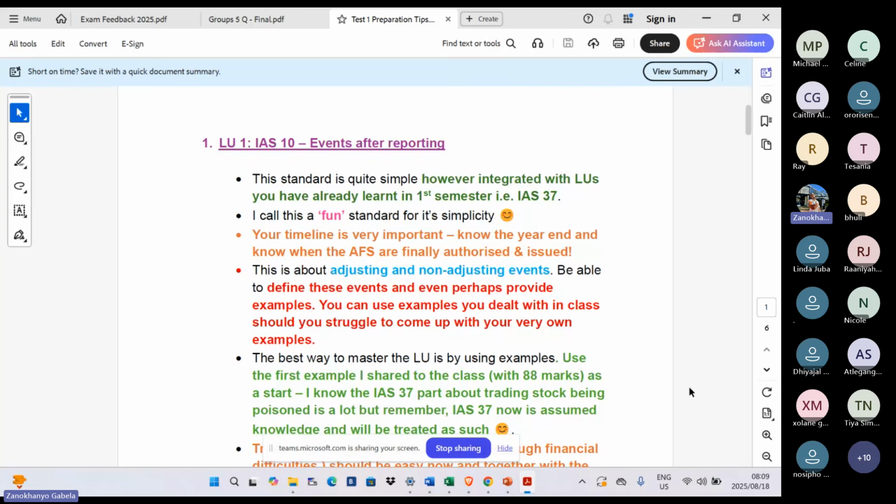And the most crucial thing you need to know in that exam is to highlight your dates. You need to know your timelines. You need to know what the year end is. Because once you know the year end, it's easier to pinpoint the period where the events are emanating from, and whether there was already information that existed before year end regarding this.